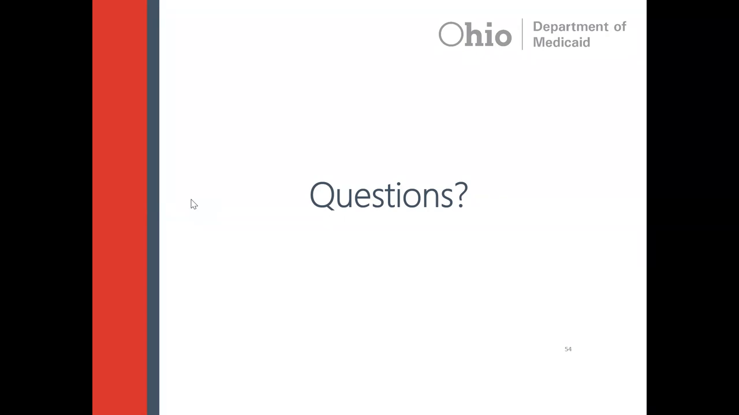There's a question here. Where do you find the request to schedule demonstration form? That is on the ODM EVV webpage, specifically under the alternate system tab. So you can go to medicaid.ohio.gov/EVV. That's the shortened web URL. And once you're there, click on the alternate system tab and you'll be able to click on and download that form.